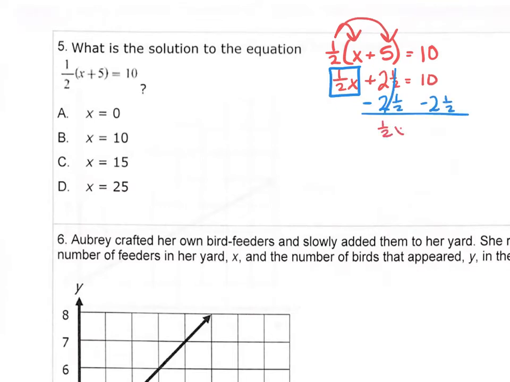We end up with 1/2 x equals 7.5. And I could multiply both sides by 2, or I could divide both sides by 1/2. I think I'm just going to divide by 1/2, though there's a couple ways to do that. In a calculator, if you said 1/2 x divided by 1/2, you get x. And in a calculator, you could say 7.5 divided by half, which is like multiplying by 2, and you get 15. And we got answer choice C.